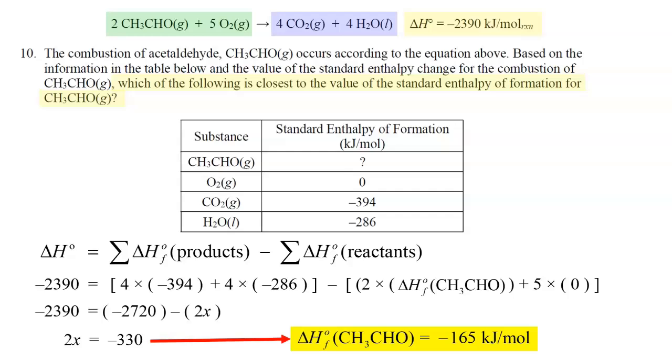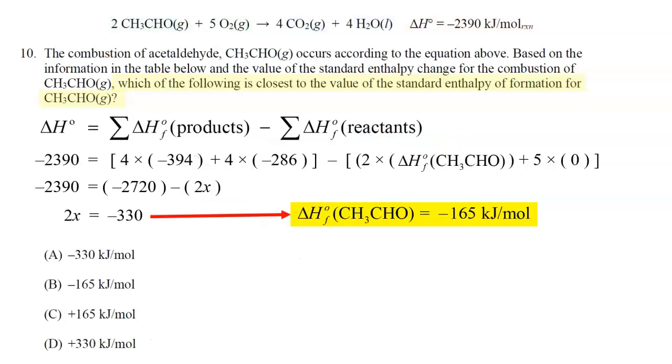So now that we have answered that question, we take a look at our 4 choices, and the correct answer to question 10 is choice B. The standard enthalpy of formation for acetaldehyde is negative 165 kilojoules per mole.